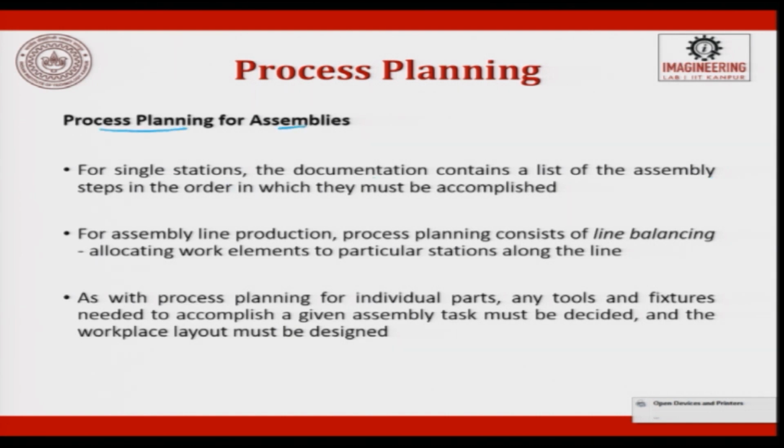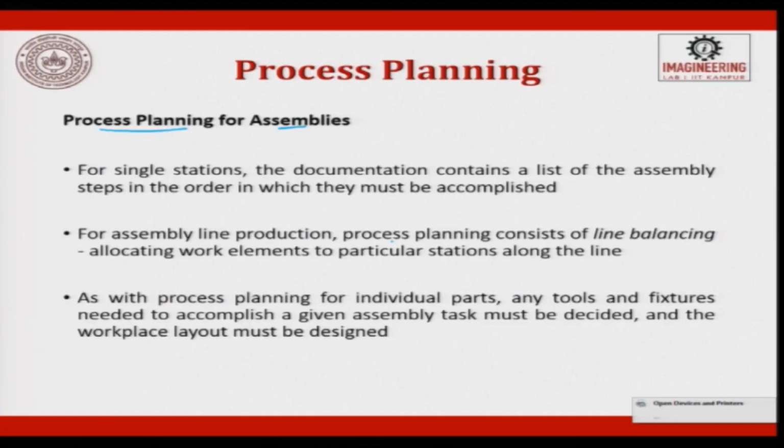For a single station, the documentation contains a list of assembly steps in the order in which they must be accomplished. For assembly line production, for example, a car getting assembled along a conveyor belt, it moves, it gets assembled. Okay. So, first in a car what happens, they put a shuttle, then there will be a bottom assembly which is done on the shuttle, then the shuttle moves from station to station to station. At each station there will be parts added, so that you get a complete car.